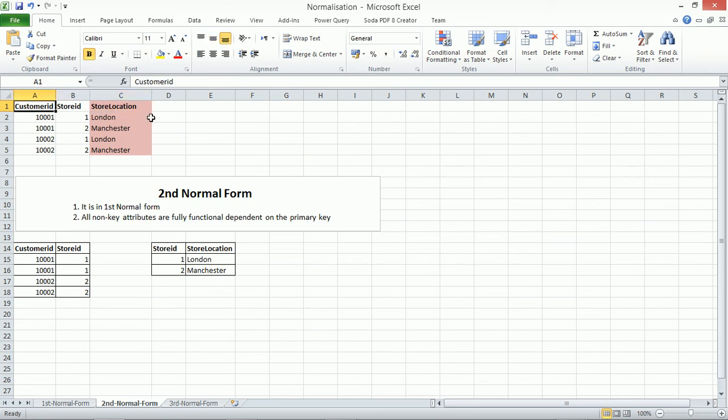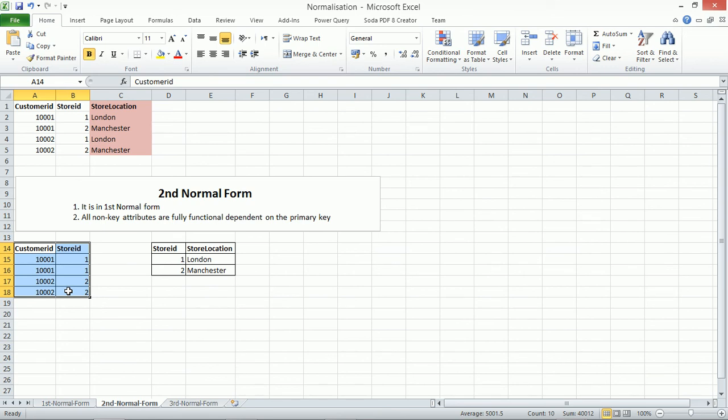So second normal form says that we should break that down, and once we break that down, we have store ID and store location as a separate table. Once we do that, we have London and Manchester now fully functionally dependent on store ID 1 and store ID 2, and customer ID and store ID are created as a separate table. So that's the second normal form.